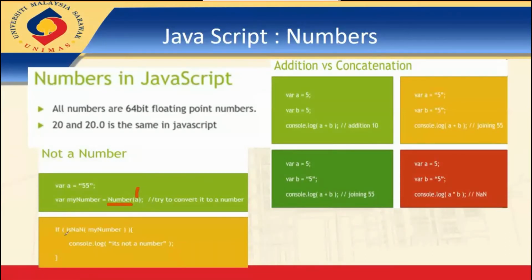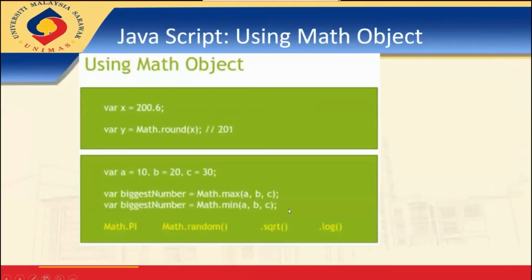Another way, before applying any calculation, you can check. There is a function in JavaScript, isNaN, that tells you if it is not a number. Then you already know that it is not a number, and you can avoid some calculation. So this is another way to check whether some value is a number or not. Math objects, you see, like random, round, you can round these values. Max value, min value, pi, random, sort, log.